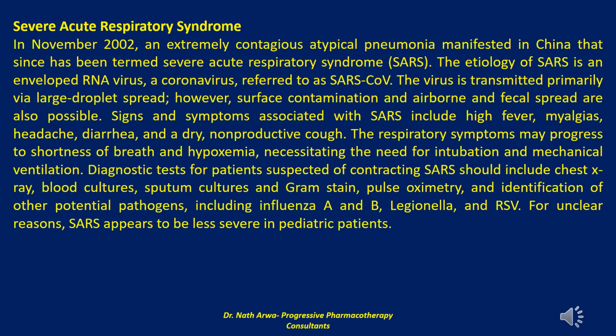In November 2002, an extremely contagious atypical pneumonia manifested in China that since has been termed severe acute respiratory syndrome, abbreviated as SARS. The etiology of severe acute respiratory syndrome is an enveloped RNA virus, a coronavirus, referred to as SARS-CoV. The virus is transmitted primarily via large droplet spread, however, surface contamination and airborne and fecal spread are also possible.